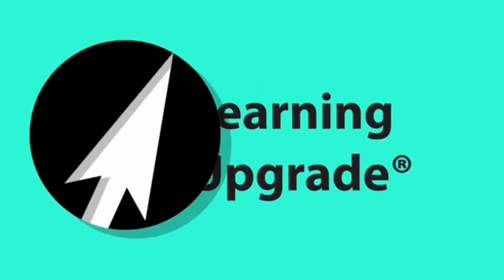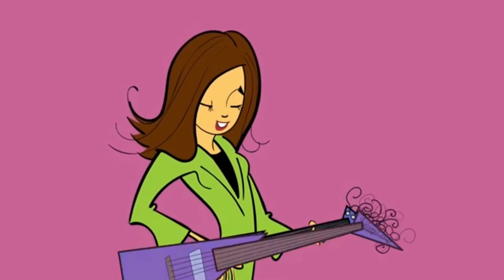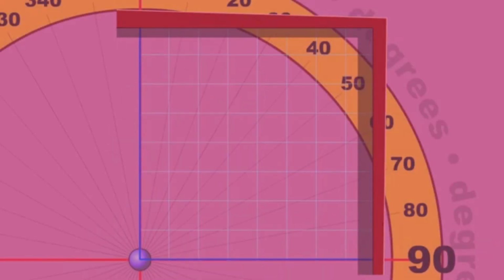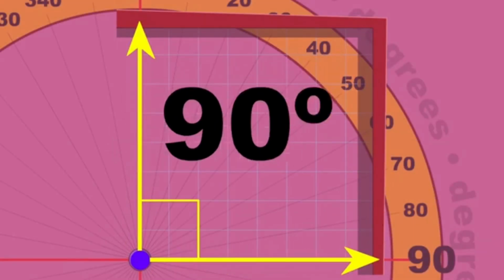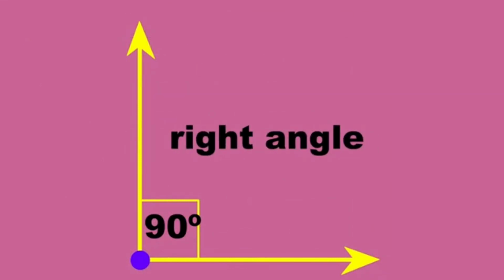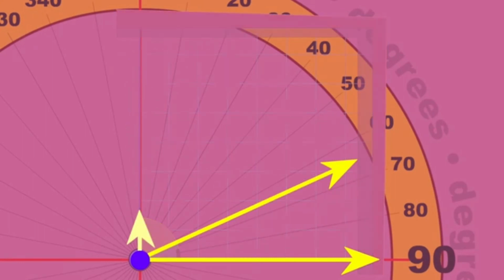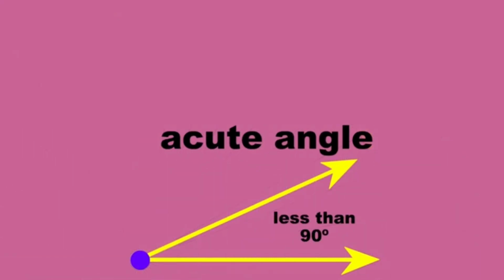Learning upgrade. An angle that measures 90 degrees is called the right angle. An angle that's less than 90 degrees is called an acute angle.